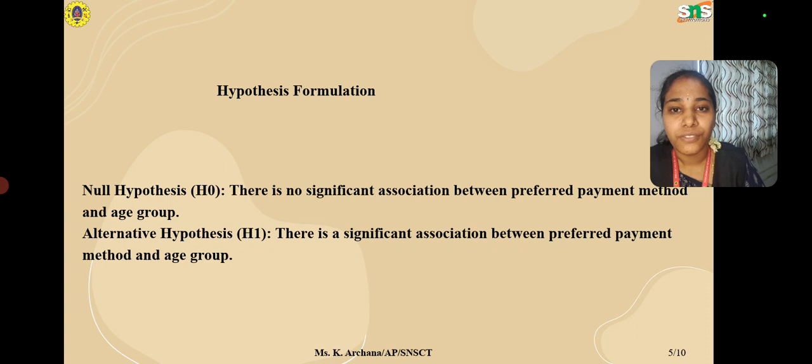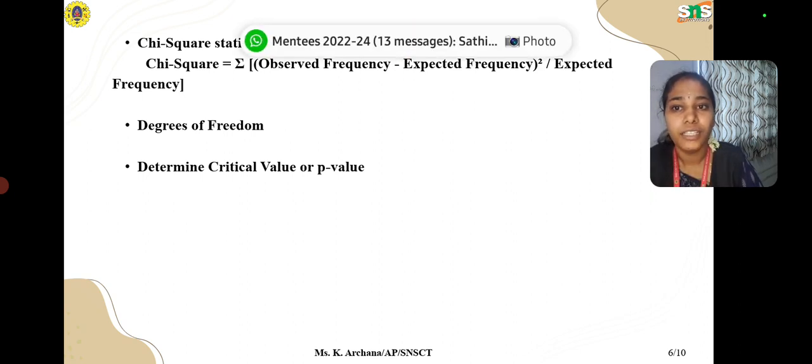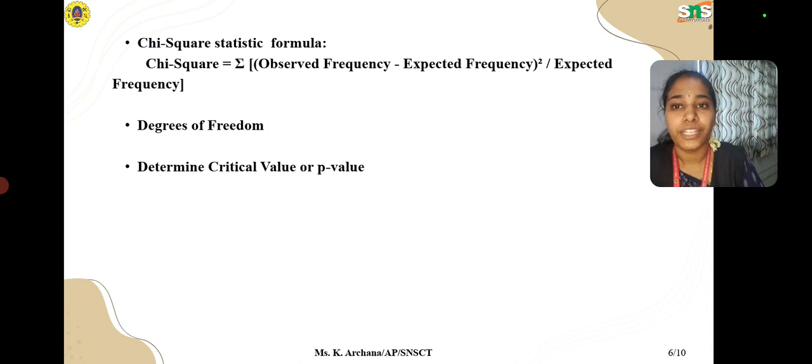Now we are going to see whether we accept or reject the hypothesis with chi-square. We calculate chi-square as the sum of observed frequency minus expected frequency, squared, divided by expected frequency. The degrees of freedom are calculated as the number of rows minus 1 multiplied by the number of columns minus 1.